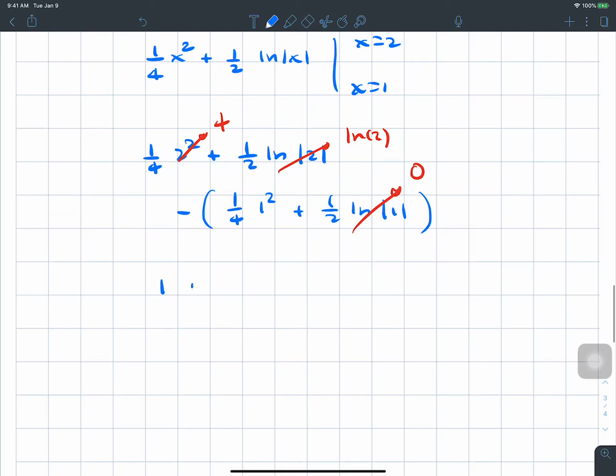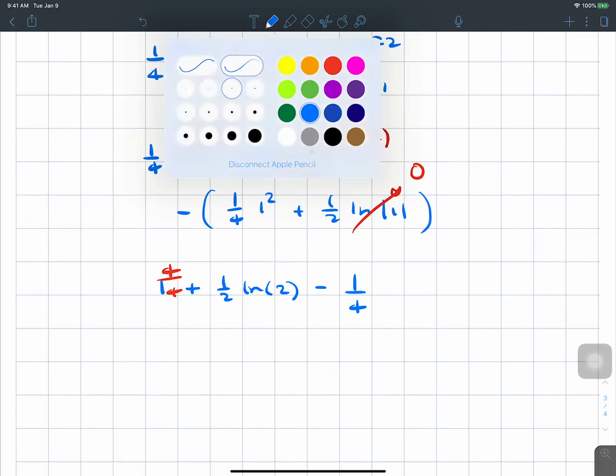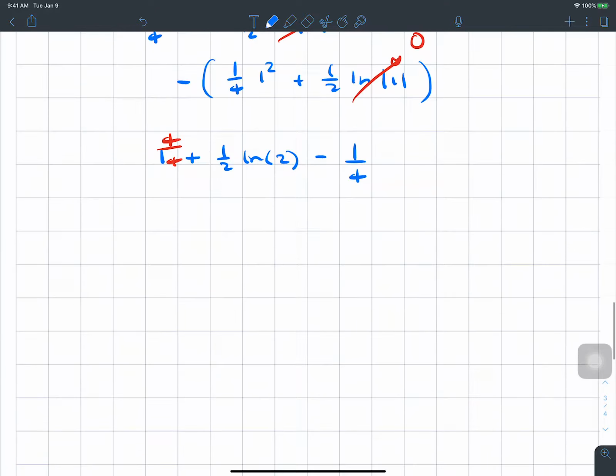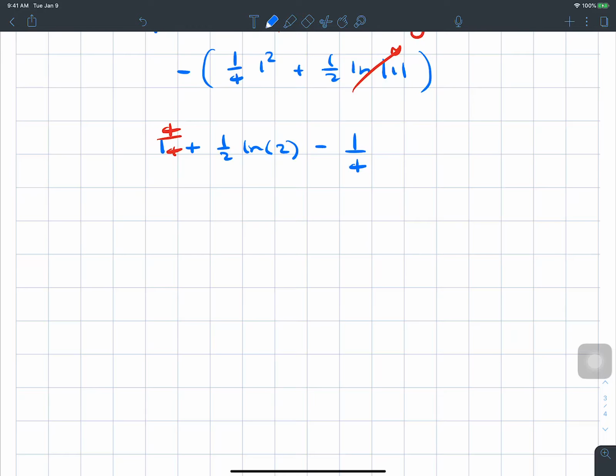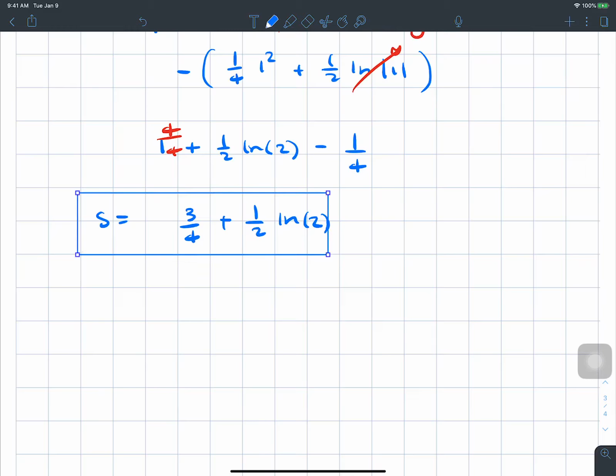So we have 1 plus 1/2 natural log of 2, really minus 1/4, and we're going to have to add fractions here. Okay, so 4/4 minus 1/4 gives us 3/4 plus 1/2 natural log 2. So ladies and gentlemen, here's another example of arc length.